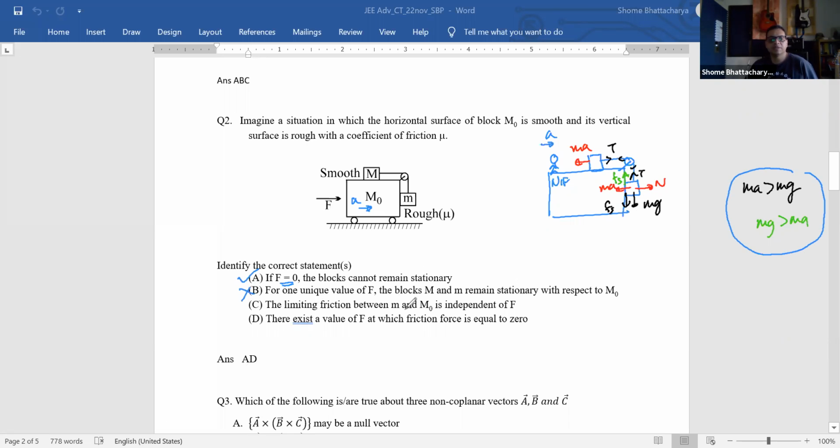Okay. The limiting friction between small m and capital M is independent of F. No, because see, this limiting friction is mu N, and N is equal to how much? It is mA, and A is equal to how much? It's dependent on F. Okay, so it depends on F. So this is wrong. And there exists a value of F for which friction is zero. Yes, that you can see that if A is equal to g, then there is no tendency for slipping here. So friction will become 0.